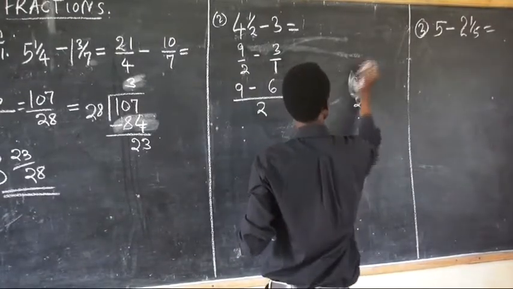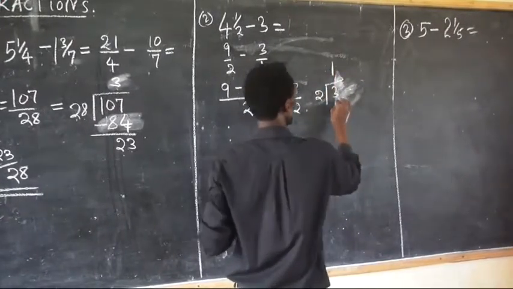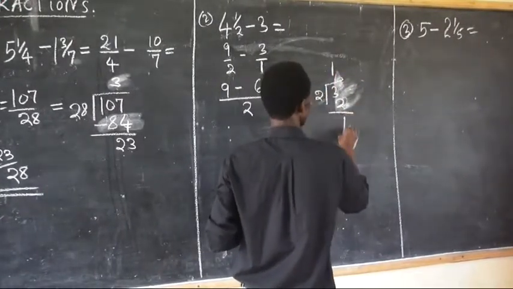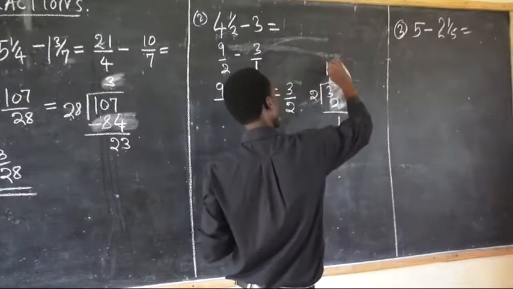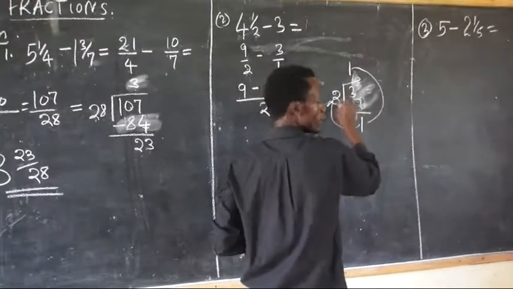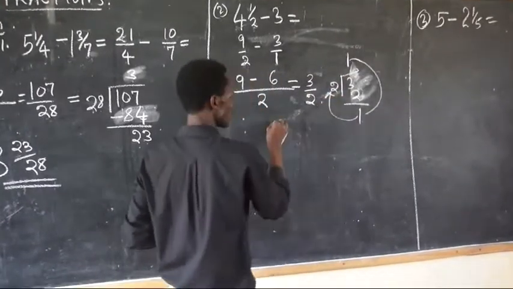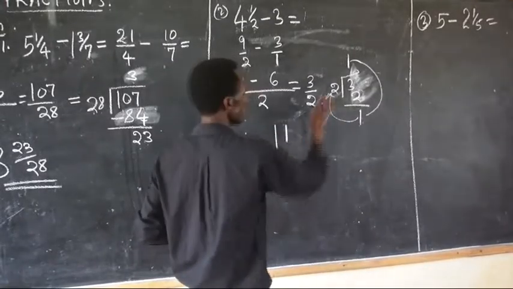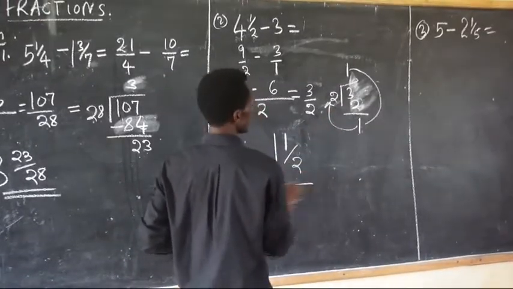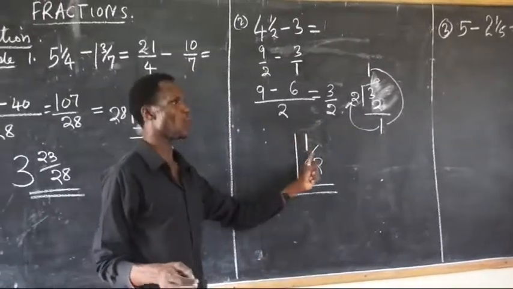Now 3 divided by 2 is equal to 1, then 2 times 1 is 2. You are left with 1. Now this is the whole number. You start here, you come to this one, then you finish with this one. Then it is 1, then 1, and then it is 2. This is to say 1 and 1 over 2.